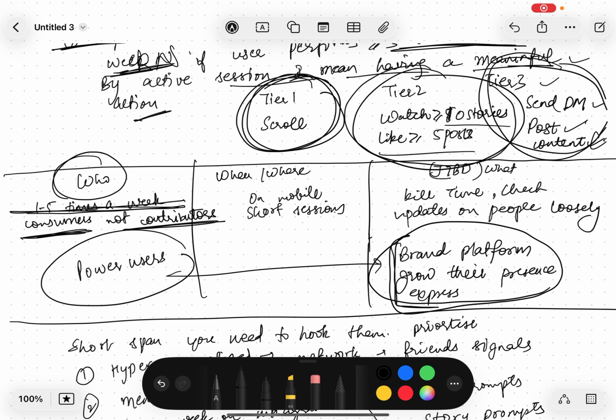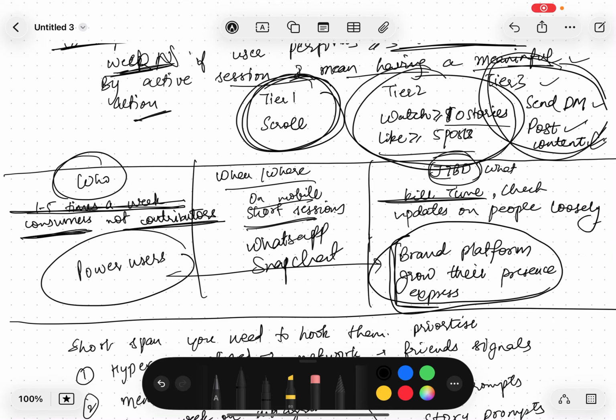And these are the users who are mobile first, they have short sessions, and they are competing with other messaging products like WhatsApp, Snapchat. So these are the other products for which their attention span is very short, and Instagram is competing with these products. And what is the core job they are trying to do? They are just trying to kill their time, and they want to check on updates on the people loosely.